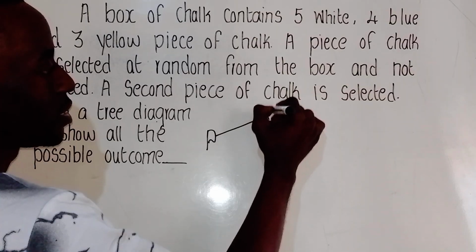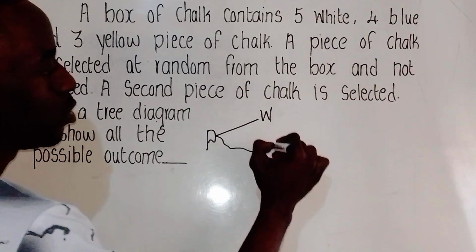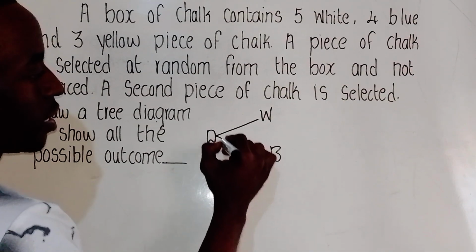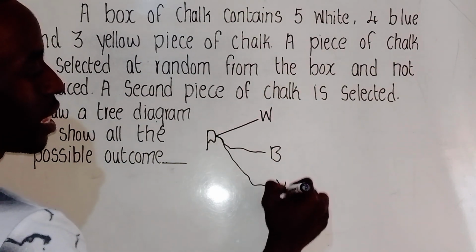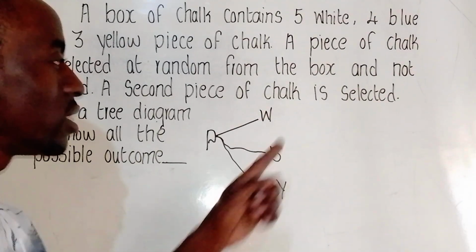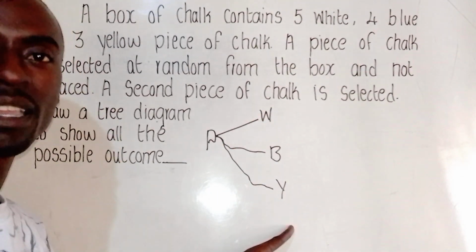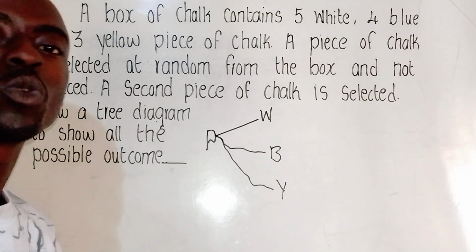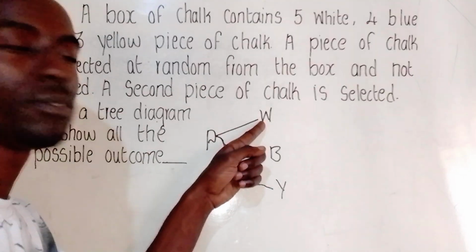So for the white, this one here will be for the white. This one here will be for the blue. Then this one here will be for yellow, like this. You have seen? So these are the probabilities of picking the white, the blue, and the yellow, but it's still incomplete.